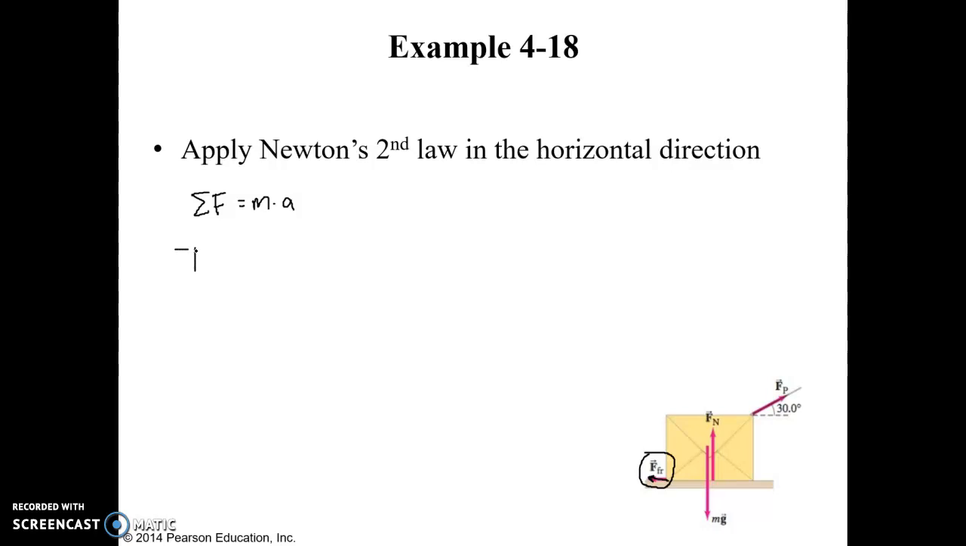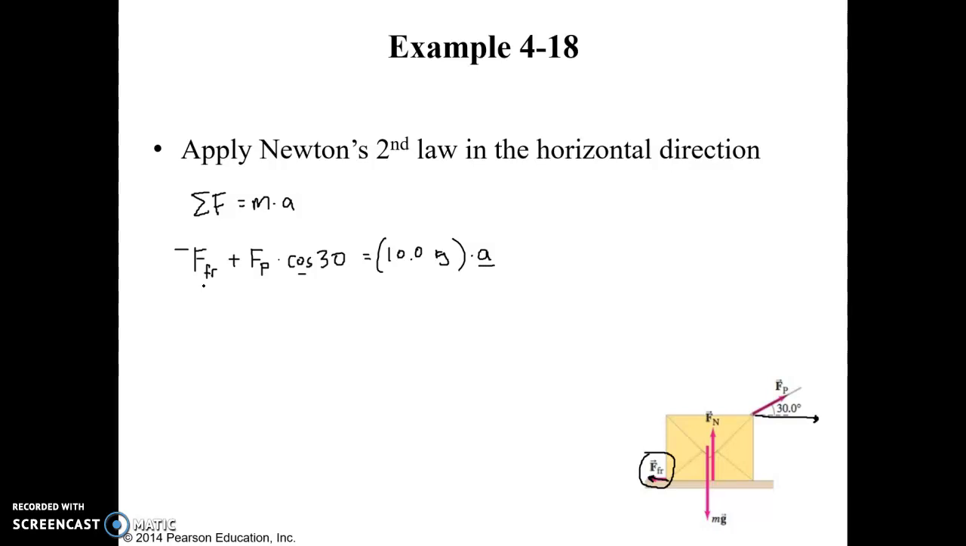So we've got negative friction force. And the other thing in the horizontal direction is the horizontal component of our pulling force. So that would be plus the pulling force multiplied by cosine of 30. We use cosine to find the horizontal component. And that is going to equal the mass. The mass of our box is 10.0 kilograms multiplied by its acceleration. It is going to accelerate to the right, but we don't know at what rate. We need to calculate that.